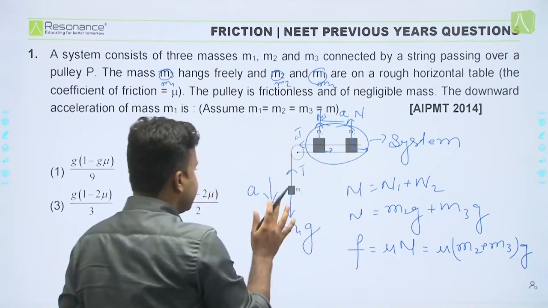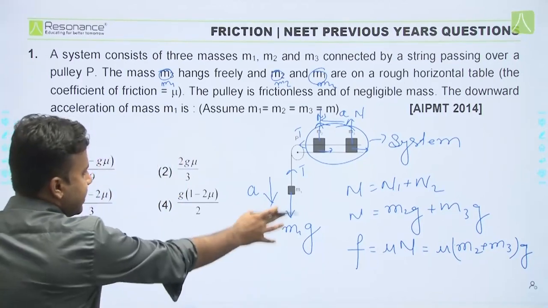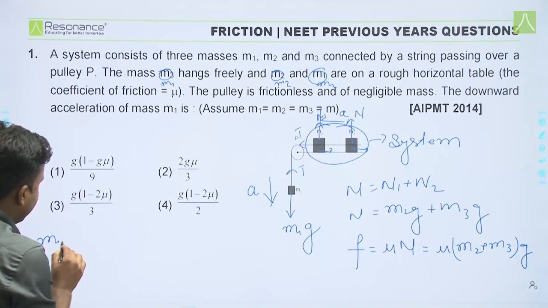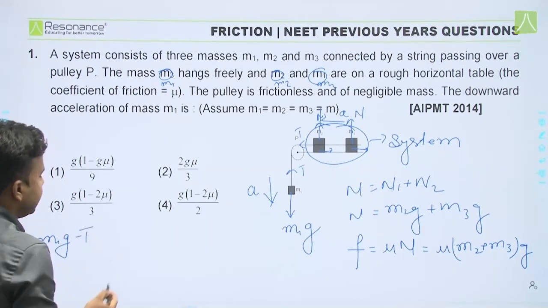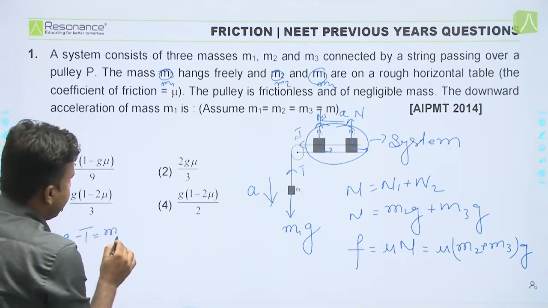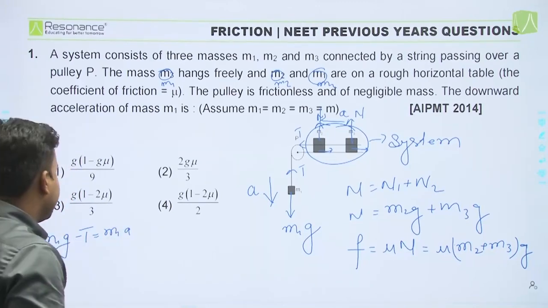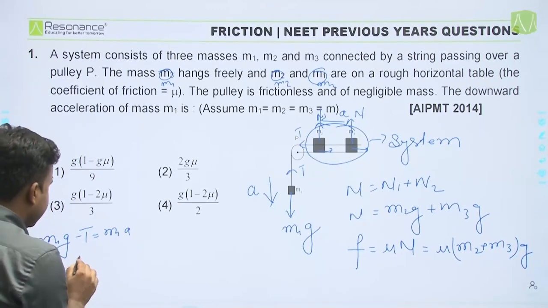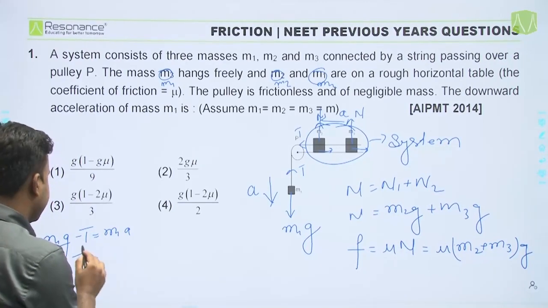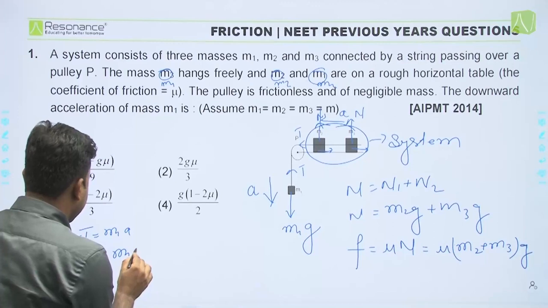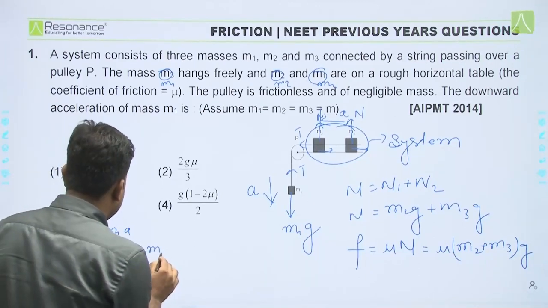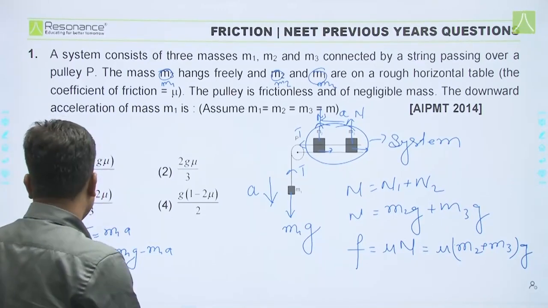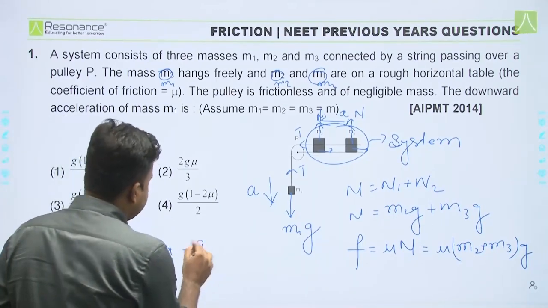Okay, so now one by one I am writing the equations. First I am writing the equation for this M1 mass. What we can write? M1G minus T is equal to M1 into A. Okay, now we need to find the acceleration here, so I am writing this in the form of T. So T equals what? M1G minus M1A. This is the T. Okay, now this is the first equation.